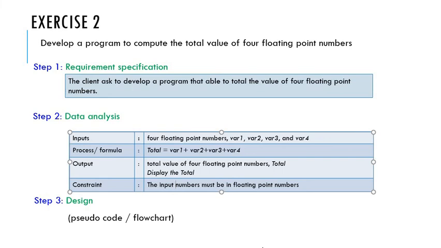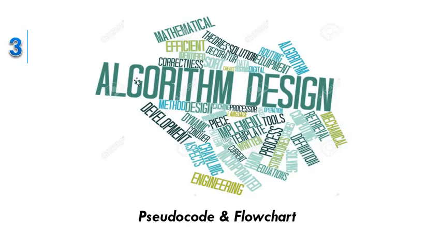That one is the example of floating numbers. And step number 3 is design. Later on I will show you how to create the pseudocode or flowchart. This is step number 3, which is algorithm design. We can use either one. We can draft our program through pseudocode or flowchart.